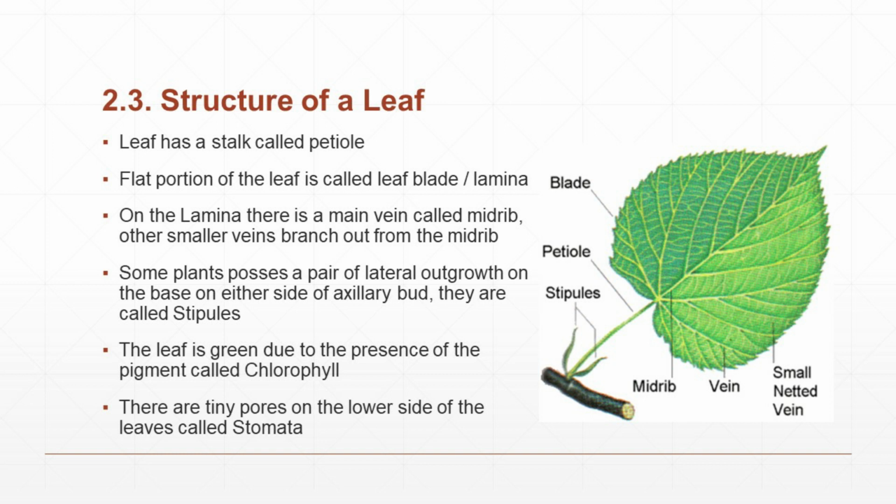Okay, good. These are the main parts of a leaf. Once again, I'll repeat that. Petiole, lamina or blade, midrib, veins, stipules. Are you all clear? Next.